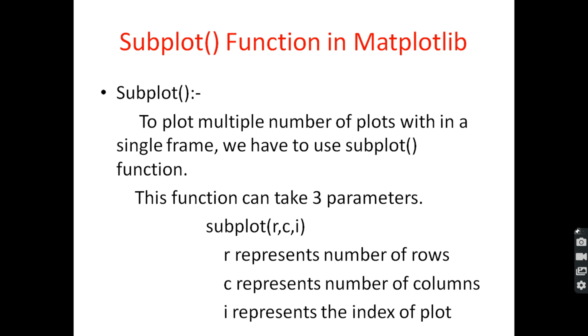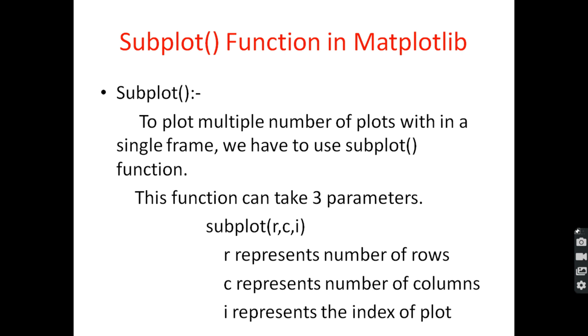The first parameter is R. R represents the number of rows. The second parameter is C. C represents the number of columns. The third parameter is I. I represents the index of the plot. The index of the plot starts from 1.